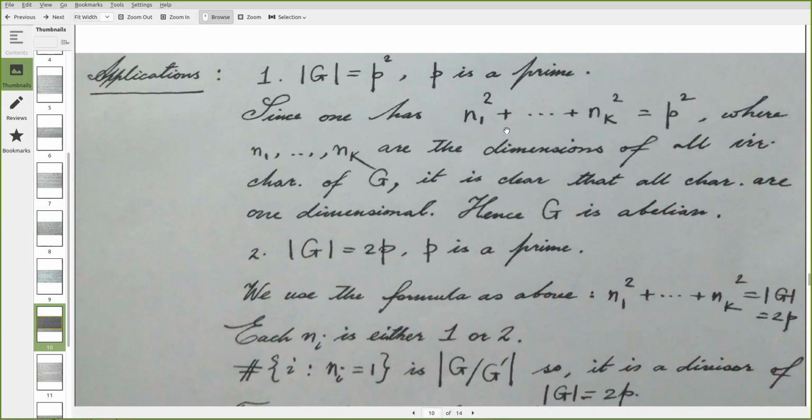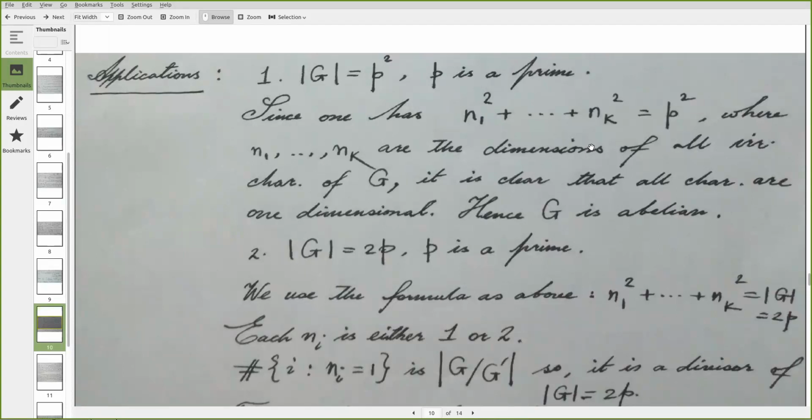Now you see none of the Ni's can be p squared, because then the left hand side will be much more than the right hand side. And if some Ni is p, then the left hand side will be p squared plus 1, because the trivial representation is also counted in the left hand side. So the left hand side will be at least p squared plus 1, which is again a contradiction. So each Ni has to be 1, and since each Ni is 1, G has to be abelian.